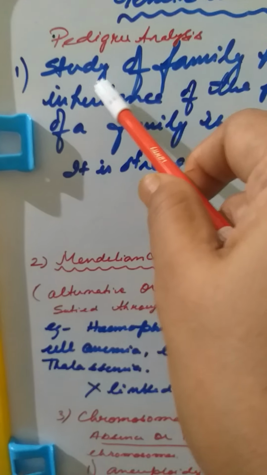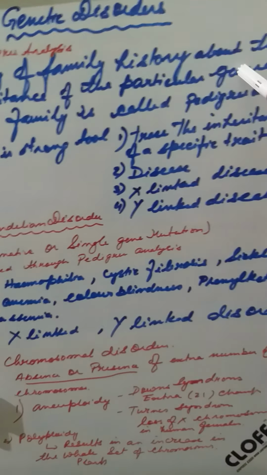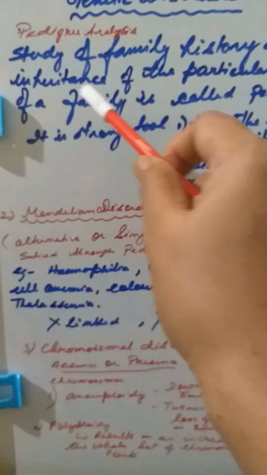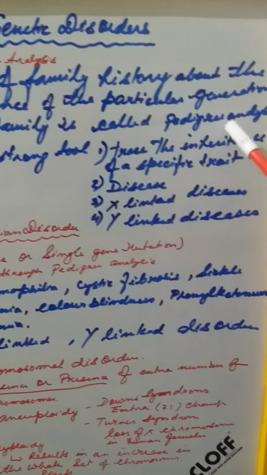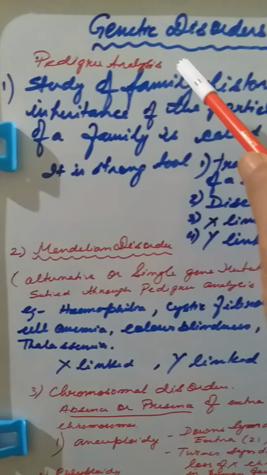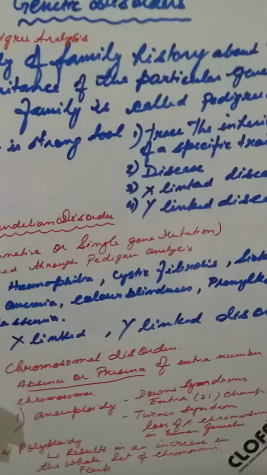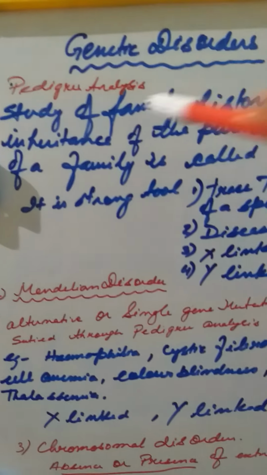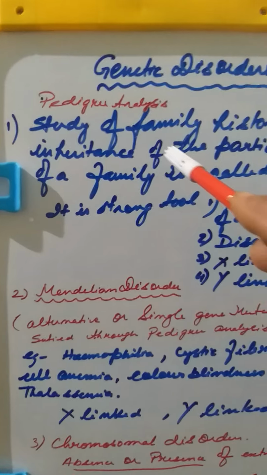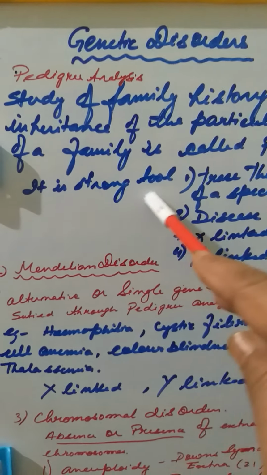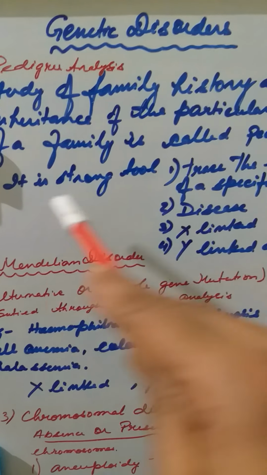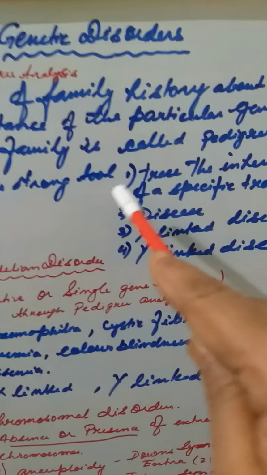Now you see, the study of the family history and the inheritance of a particular generation of a family is called pedigree analysis. So what is pedigree analysis? You have to study the family history. I'll show you how we study that family history and why it is important. It is a strong tool. Tool means it is very essential to study.